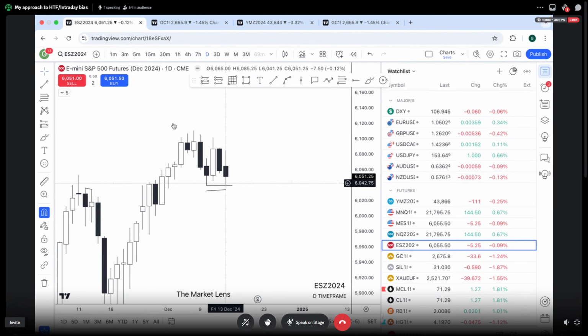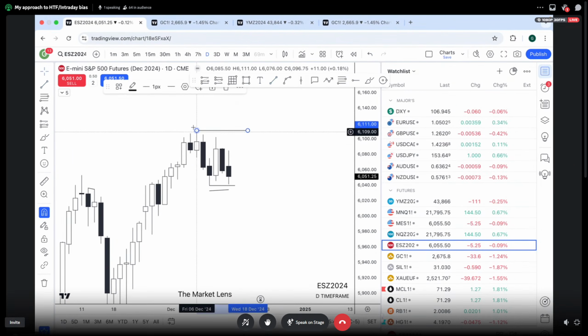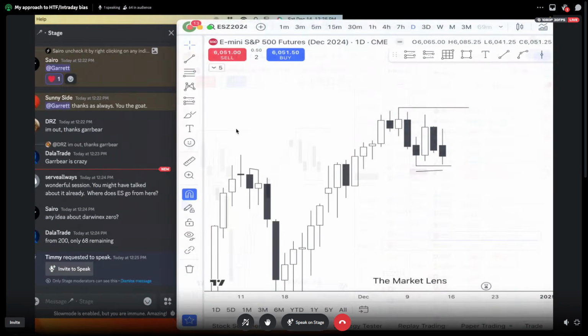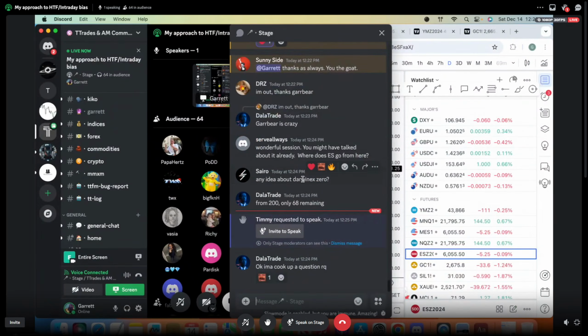So we'll see if this forms. If this holds, ES will go and take out these failure swing highs. That's kind of the way you've got to look at it. Honestly, can't really do much more than that.